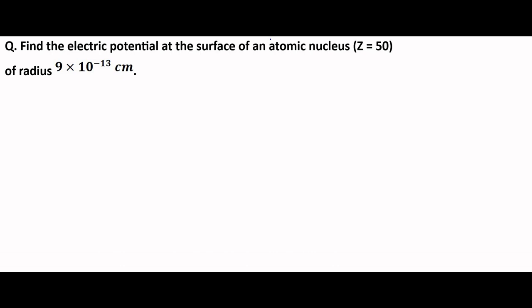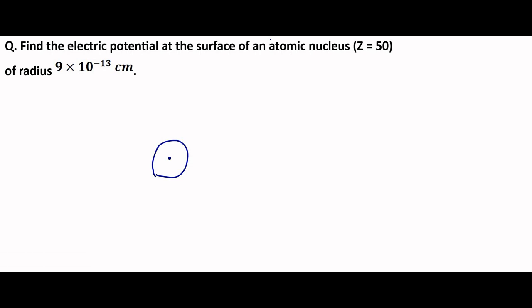It is given to find the electric potential at the surface of an atomic nucleus having atomic number equal to 50 and having a radius of 9 into 10 to the power minus 13 centimeter. So here basically the concept is that we are considering a nucleus. All the charge, it is assumed that it is centered around this point. All the positive charge. Nucleus consisting of protons and neutrons.